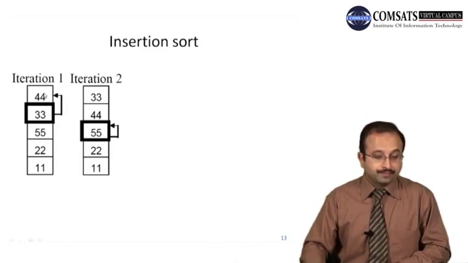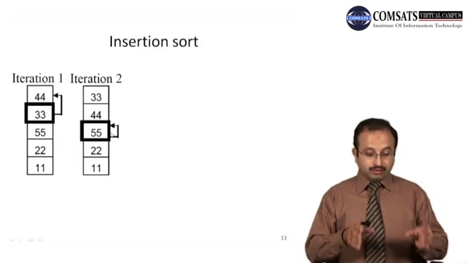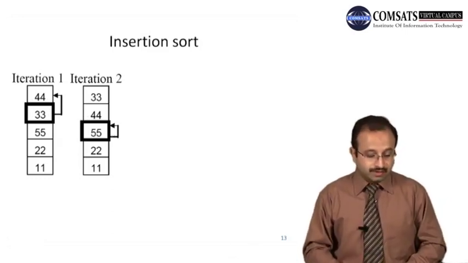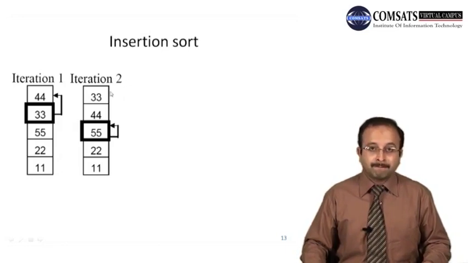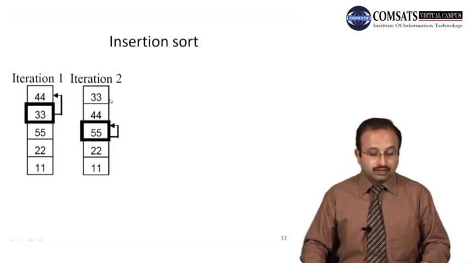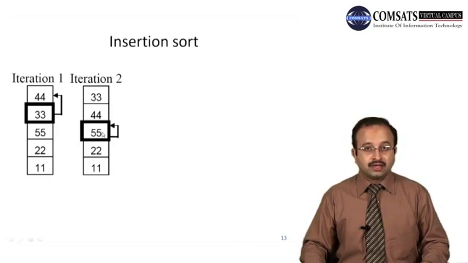So 33 is smaller than 44, so 33 will be swapped. Here we perform the swapping. So 33 will go at the 0th index position and 44 will come at the 1st index position. That is like this. In the second iteration, here they have not shown the iteration completed, right? So in the second iteration, the second index element is compared with the 0th index element. Okay? And if that element is smaller, if a of 2 is smaller than a of 0, then you have to perform swapping, and here there is no need to perform swapping because a of 2 is greater than a of 1.